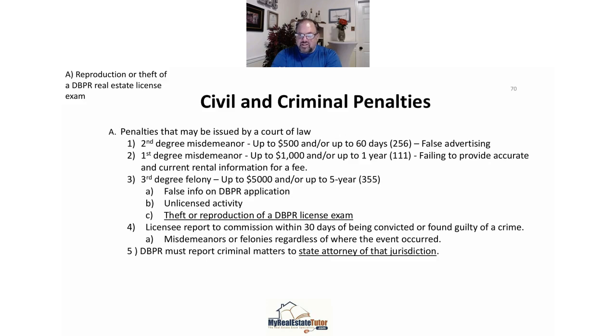Now, you may see this on the state exam. DBPR reports all criminal matters to the state attorney general of that jurisdiction. So if you think about it, a third-degree felony, could be reported for unlicensed activity, will be handled under the state attorney's jurisdiction. You want to know these penalties, right? Second degree, first degree, and third degree felony.